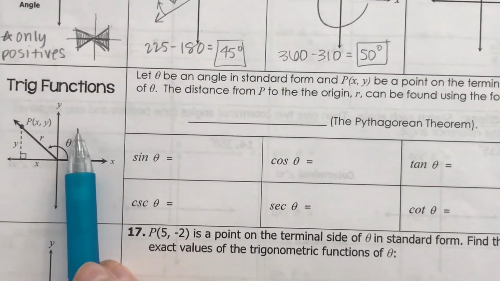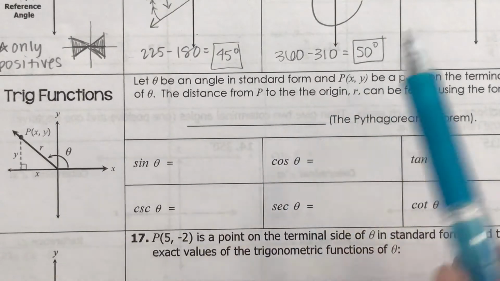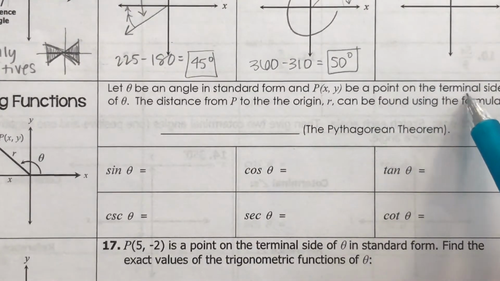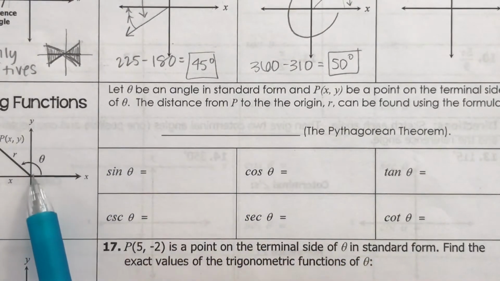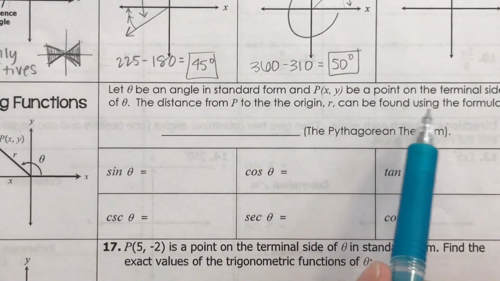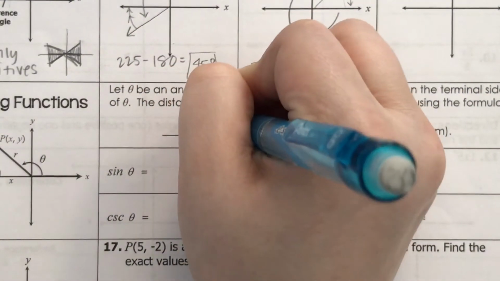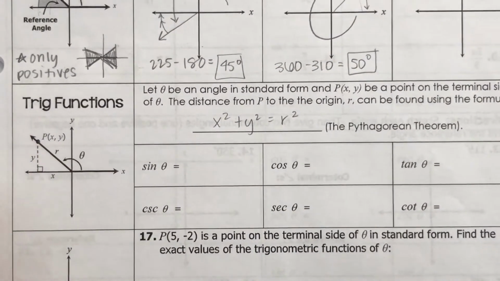Okay, so trig functions. Let theta be an angle in standard form and P, the point P with coordinates x, y, be a point on the terminal side of theta. The distance from P to the origin, r, can be found using the formula x squared plus y squared equals r squared. That's the Pythagorean theorem.